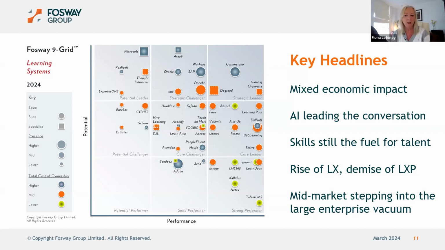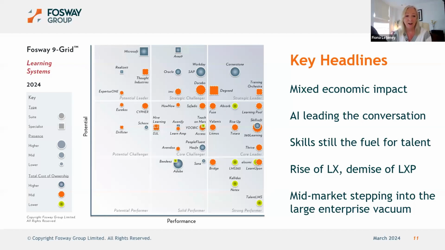Okay, and finally, we talk about this need for the mid-market players to step up into this large enterprise vacuum. What do we mean by that? So as Cornerstone has been inquiring, anybody that got close to them on the grid, then as you can see in that strategic leader zone there, Cornerstone is on its own. Where's the competition coming from?